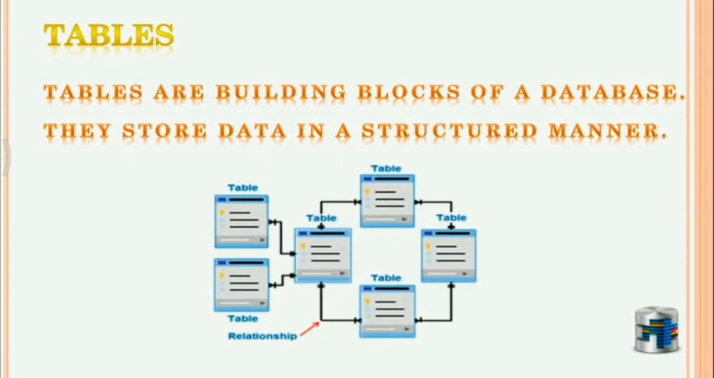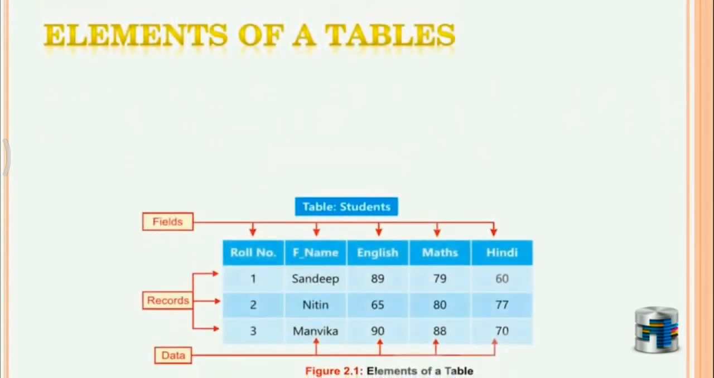Tables are building blocks of a database. They store data in a structured manner. So many tables are here, but all these tables are linked to each other. Some relationship is there between all these tables. So this is a relational database management system. There are some elements of a table. Number one is fields, number two records, number three is data.